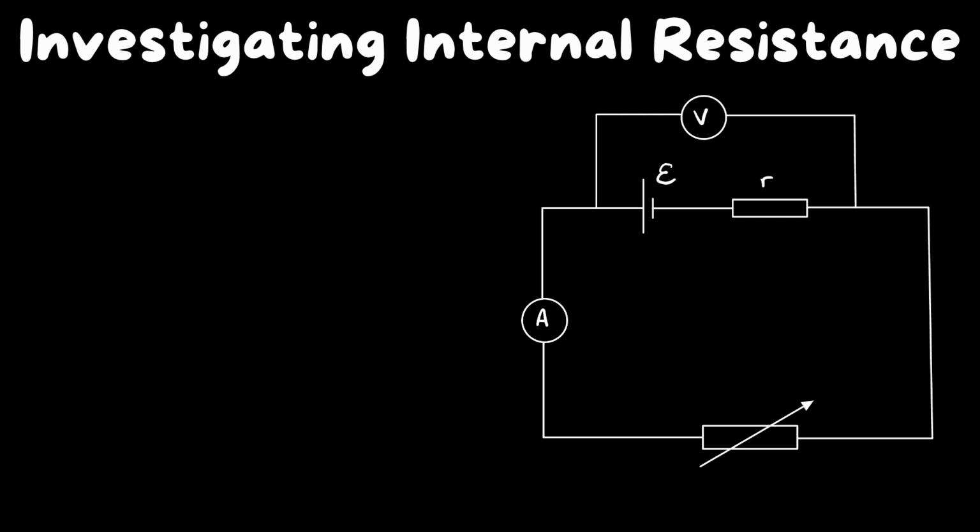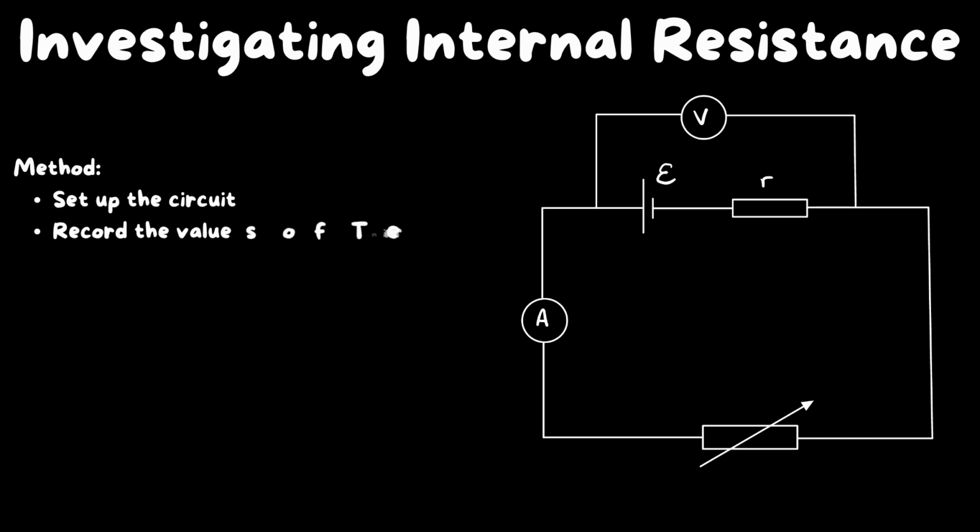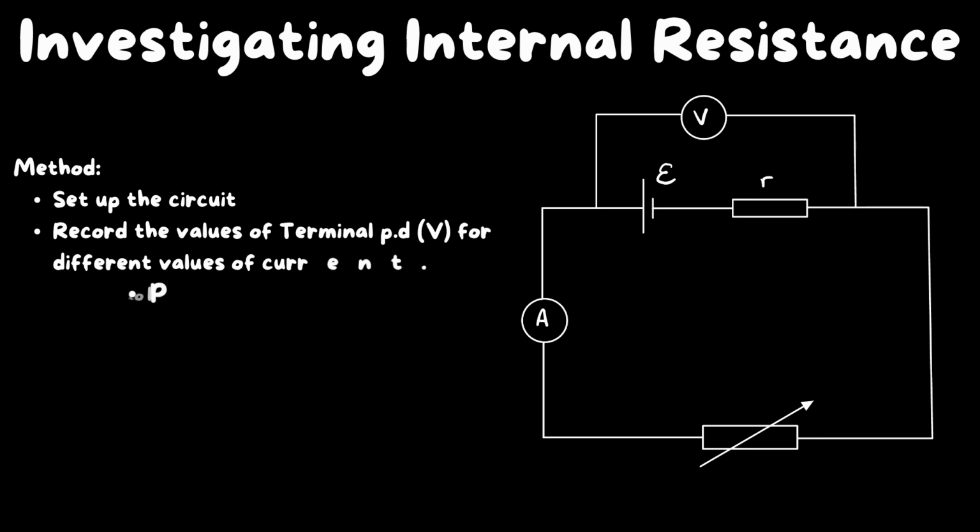You set up the circuit and record the terminal potential difference for different values of the current. This is why we use a variable resistor, which is used to change the resistance of the circuit so that different currents can be drawn from the power source. And we can then simply plot a graph of V against I.